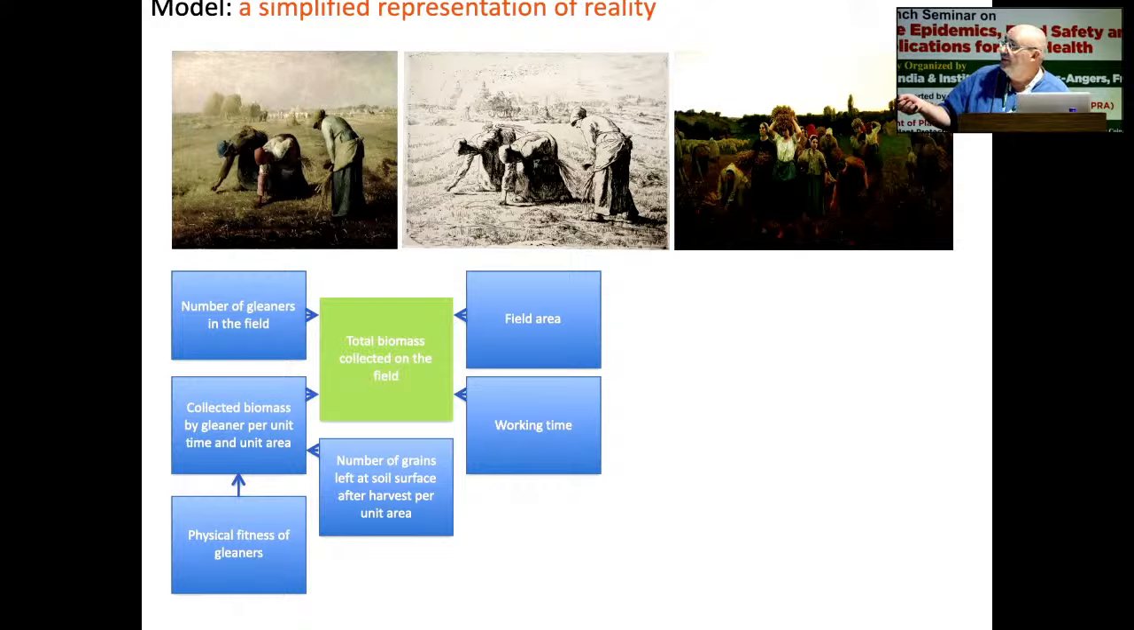It will also depend on the field area. What will be the working time of the gleaners? Also, what are the number of grains left at soil surface after harvest? And this will define biomass collected by gleaner per unit time and per unit area. And then it depends also on the physical thickness of a gleaner.